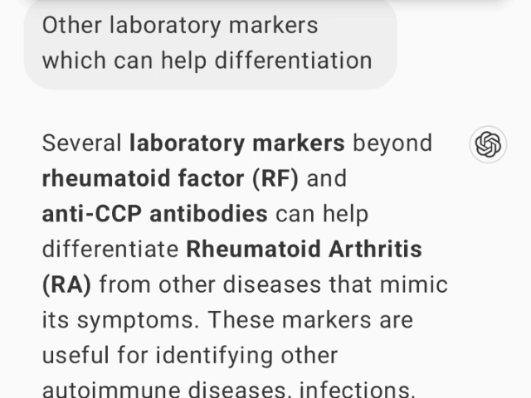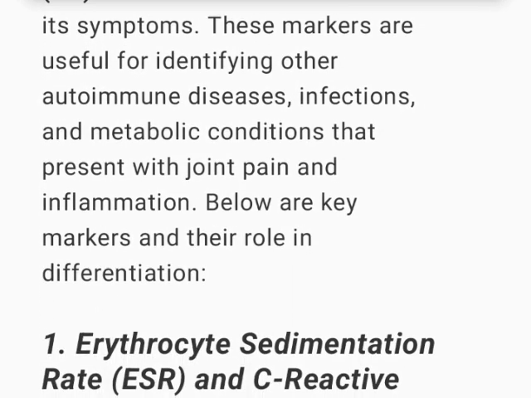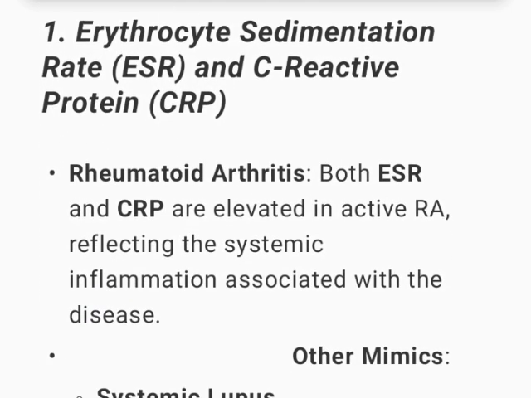Several laboratory markers beyond rheumatoid factor, RF, and anti-CCP antibodies can help differentiate rheumatoid arthritis, RA, from other diseases that mimic its symptoms. These markers are useful for identifying other autoimmune diseases, infections, and metabolic conditions that present with joint pain and inflammation. Below are key markers and their role in differentiation. 1. Erythrocyte sedimentation rate, ESR, and C-reactive protein, CRP. Rheumatoid arthritis. Both ESR and CRP are elevated in active RA, reflecting the systemic inflammation associated with the disease.